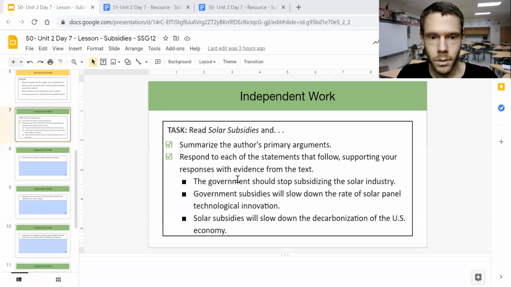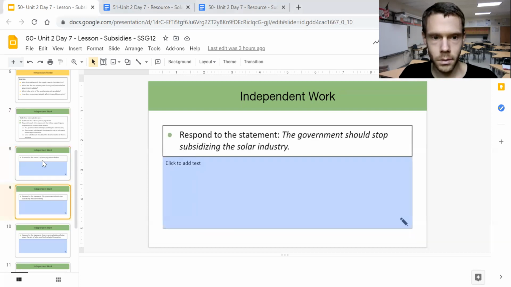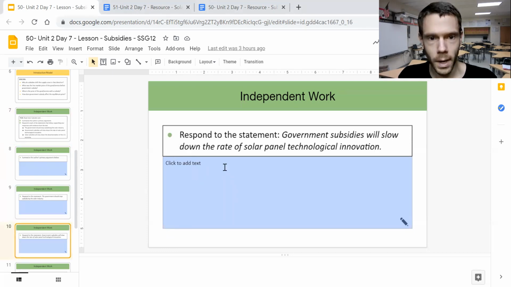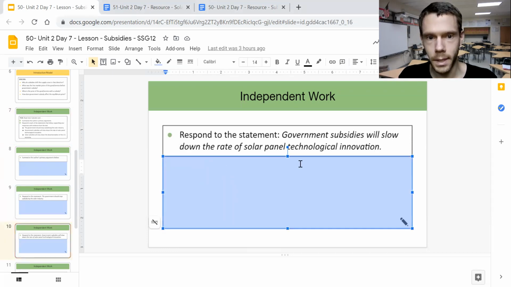from the text. So the first one is a statement: the government should stop subsidizing the solar industry. You'll want to think about arguments that support it and arguments that may not support that idea. Government subsidies will slow down the rate of solar panel technological innovation, and solar subsidies will slow down the decarbonization of the US economy. And again, you'll just use the blue box to add in your responses.